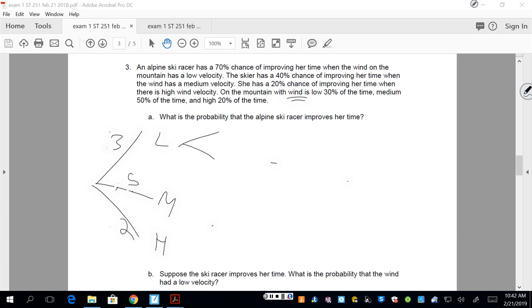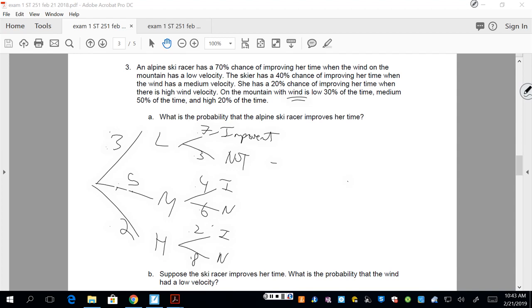And there's improvement, 70%, sorry, up here with low velocity, 40% with medium, and if high velocity wind, it's only 20%. Right? And so the negative that does not improve is 1 minus that. So this is improve, and not improve, improve, and not improve.